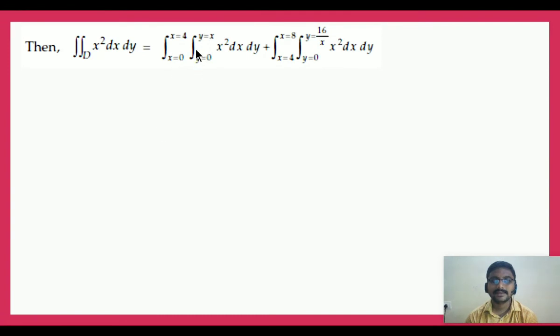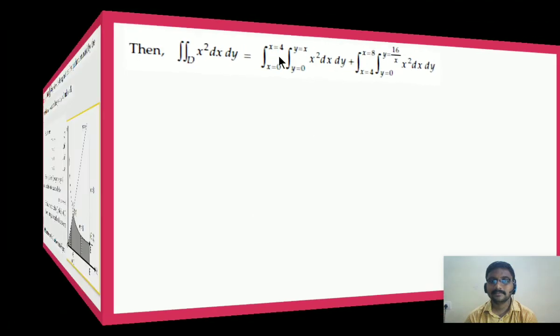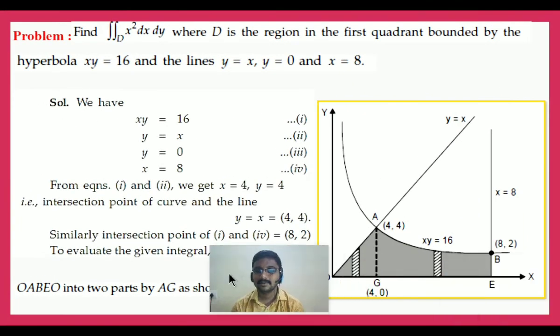Y varies from 0 to x, and x varies from 0 to 4. And for the second double integral, y varies as follows: the lower part of the strip touches the x-axis, so y equals 0, and the upper part of the strip touches the curve y equals 16 by x. Thus y limits are 0 to 16 by x.